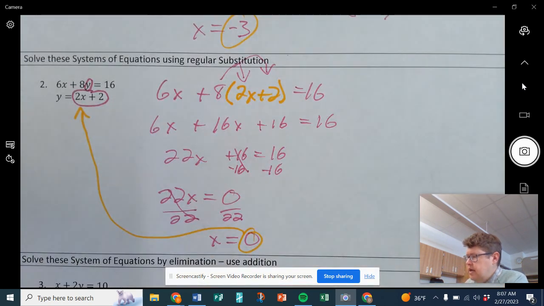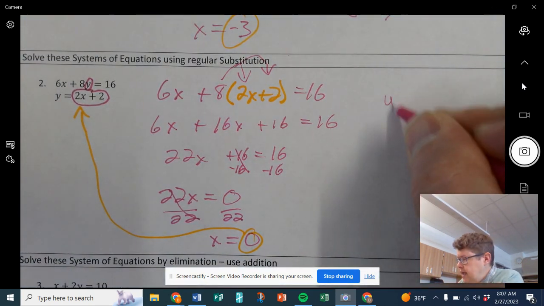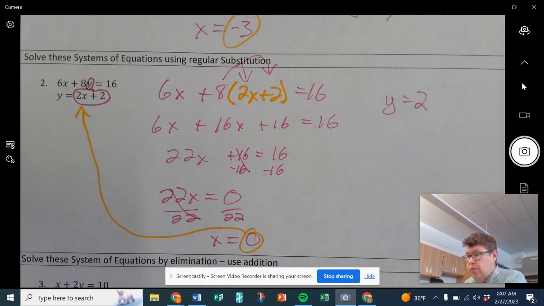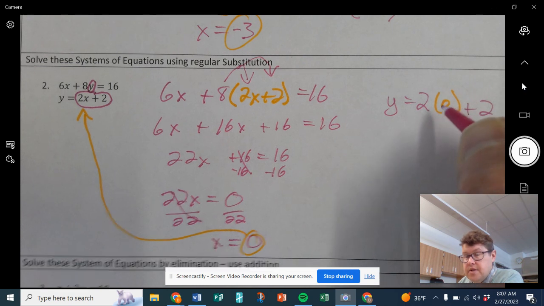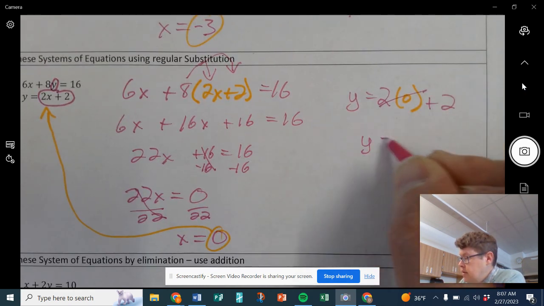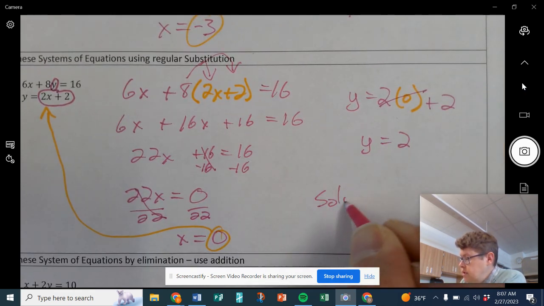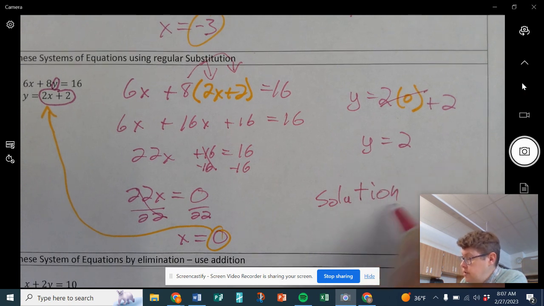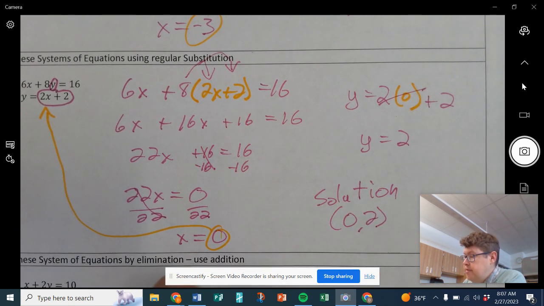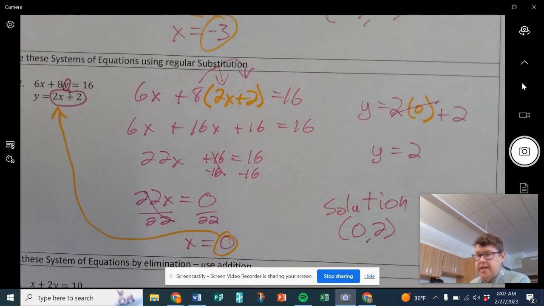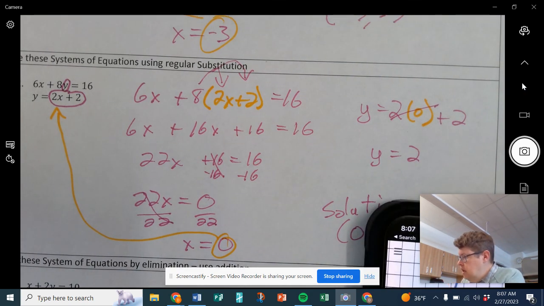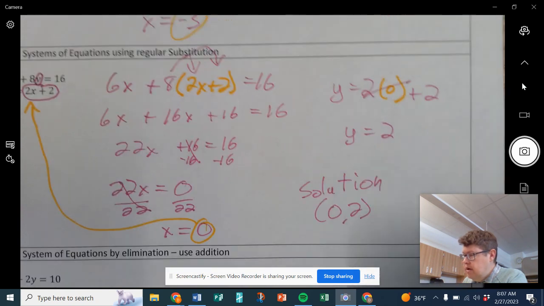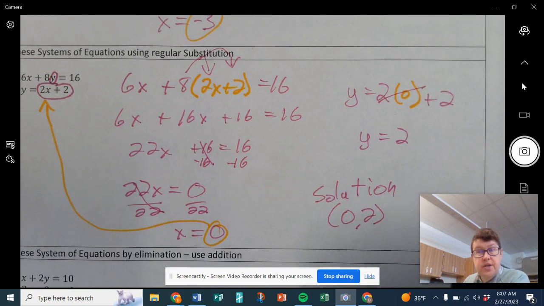So if I plug it into the second equation right here, I get rid of that x fully, and I replace it with 0, and I add 2. 2 times 0 is 0, so I get rid of that, and I get y equals 2. Very, very easy. So our solution is 0, comma 2. Please remember the x has to go first and the y has to go second. So you have to be conscious of what number is your x and which is your y.